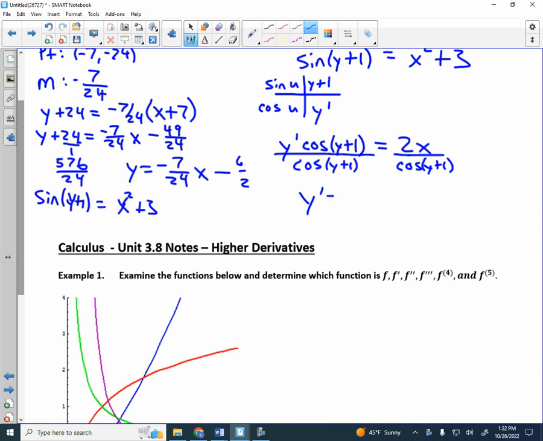So y prime is equal to, you have two options for how you're going to write your answer. You could write it as 2x over the cosine of y plus 1. Does anybody else know another way to write your answer? Yeah, very good. 2x times the secant of y plus 1, because 1 over cosine is the same as secant. And so if you see something expressed in an answer key where you're like, well, where did that come from? Remember your reciprocal relationships that may exist in those situations. I would accept either one on the test.